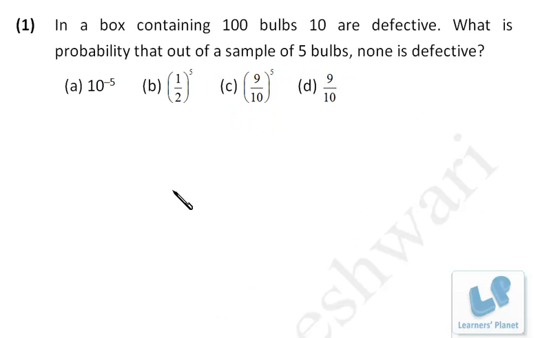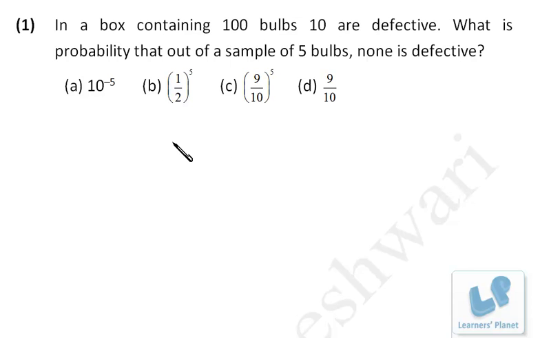Now friends, let's take this problem. In a box containing 100 bulbs, 10 are defective. What is the probability that out of sample of 5 bulbs, none is defective? So in all, we have to select each bulb from these 90 non-defective bulbs, right? So we have to select 5 bulbs.